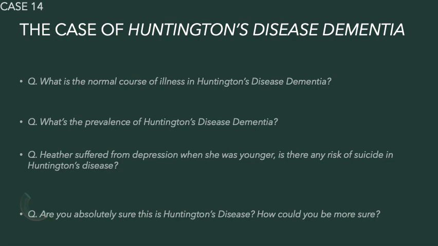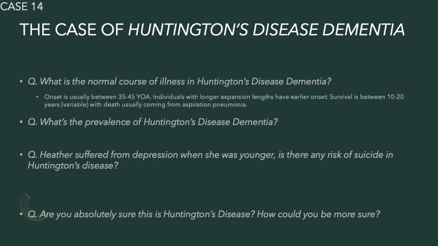So what is the normal course of illness in Huntington's disease dementia? Onset is usually between 35 to 45 years of age. Individuals with longer expansion lengths, that is greater than 36, have earlier onset. Survival is between 10 to 20 years. This is variable, with death usually coming from aspiration pneumonia.